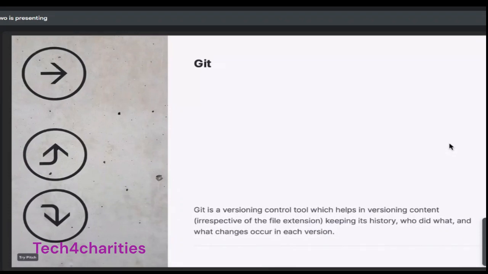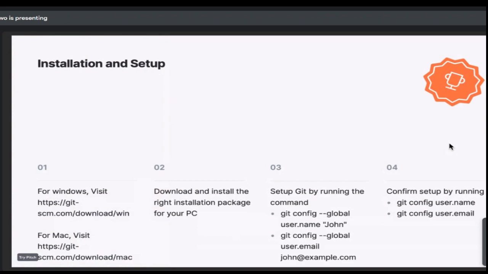So, like I mentioned the other time, Git is a versioning tool, which means that it helps you version your content irrespective of the type of files you are working with. It keeps the history, and it also shows who did what, the changes, the time. It also shows all those things. The first step you need to get started with Git is to install the software, right? So I'm going to paste the link here.